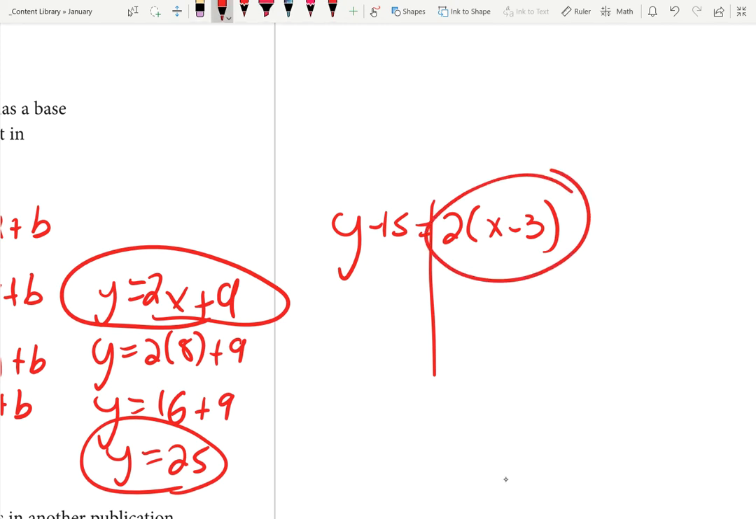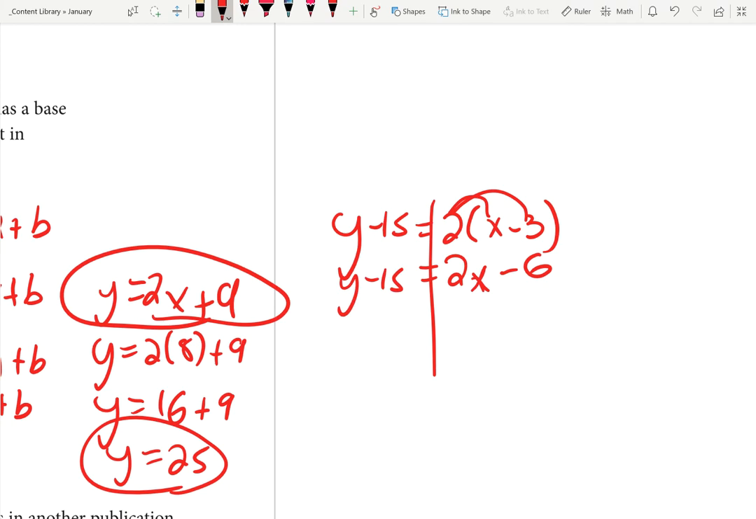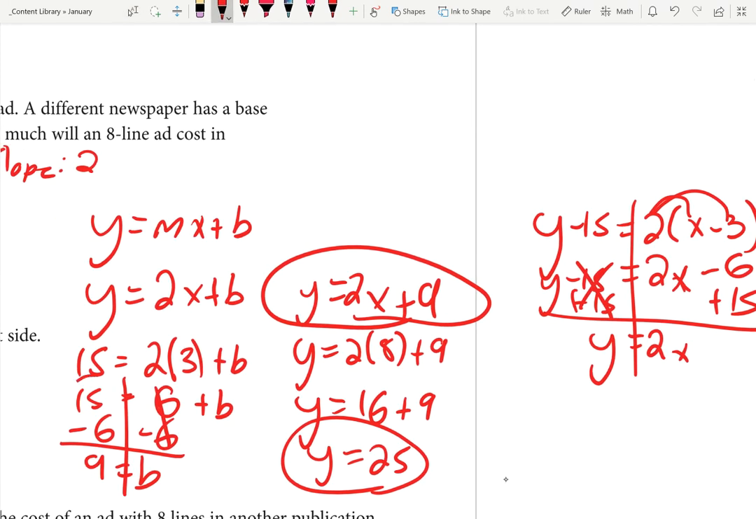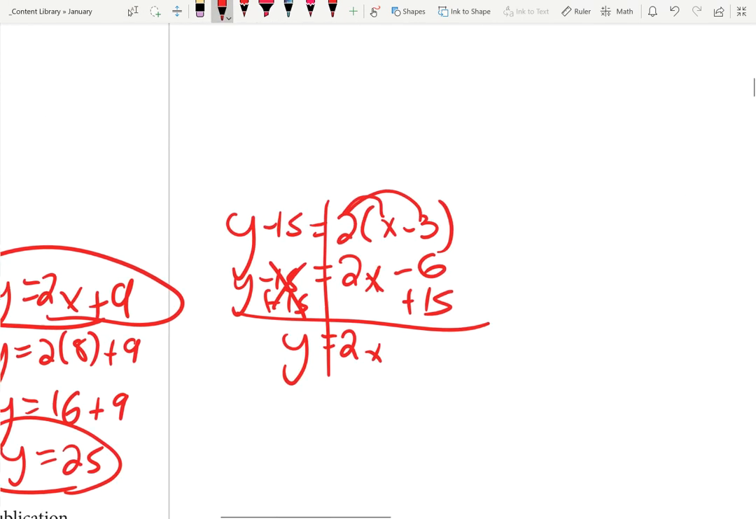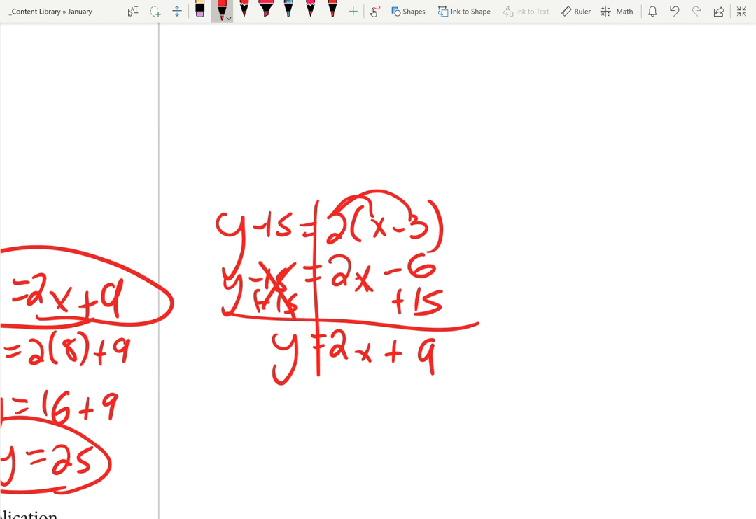I'm going to distribute these parentheses here, and then I'm going to move the 15 to that side. So first, let's distribute. 2 times x will be 2x, and 2 times negative 3 would be negative 6. So that's just distributing there, and let me bring down this other side, y minus 15. When I add 15, I'll cancel that out, and I'll move it over to the right side. And this leaves me y equal to 2x. And now negative 6 plus 15, it's very similar to what we had over here. Negative 6 plus 15 is positive 9. And it's the exact same equation.